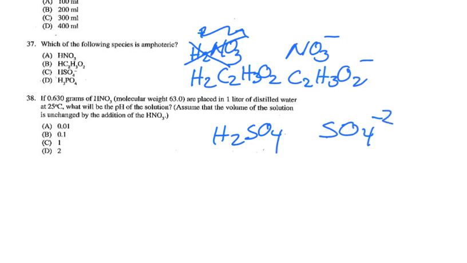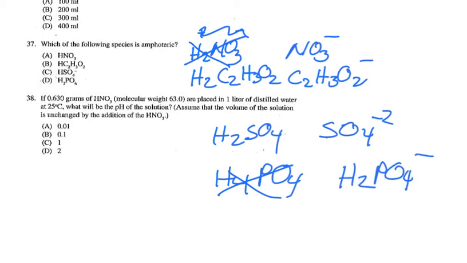Why isn't D the answer? Well, it'd have to gain to become H4PO4. That doesn't exist. And it could lose to become H2PO4 minus. And that's reasonable. So C is the answer.